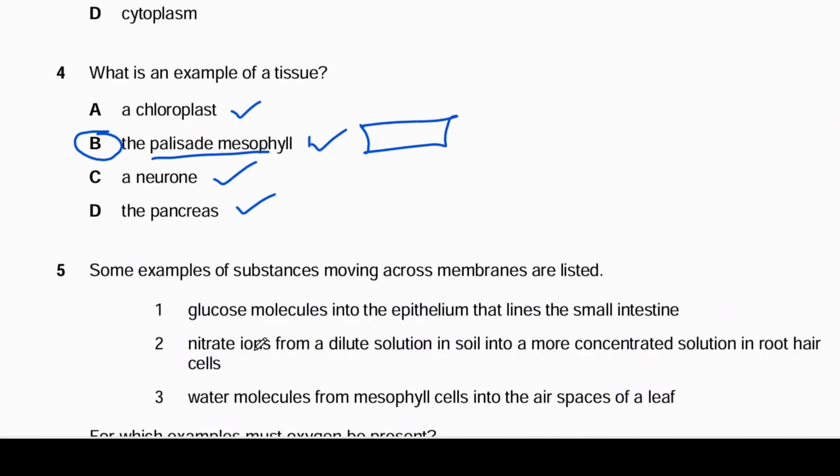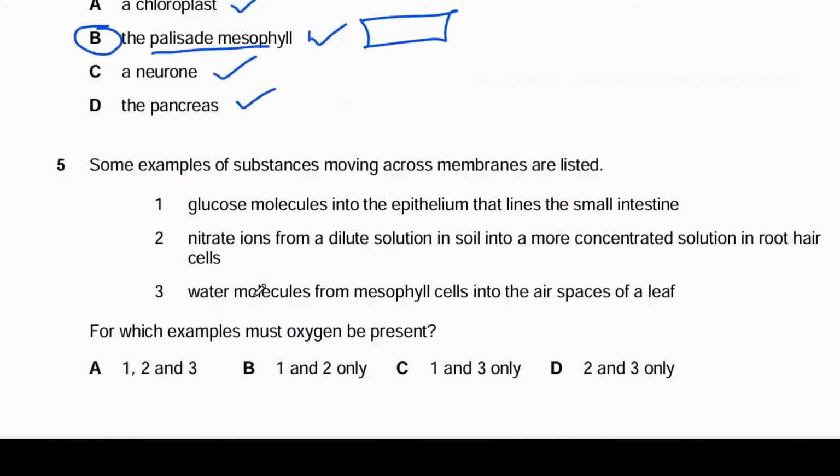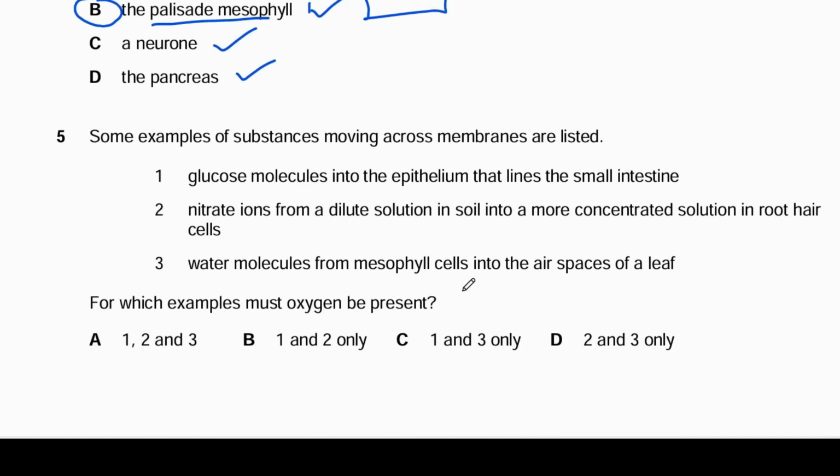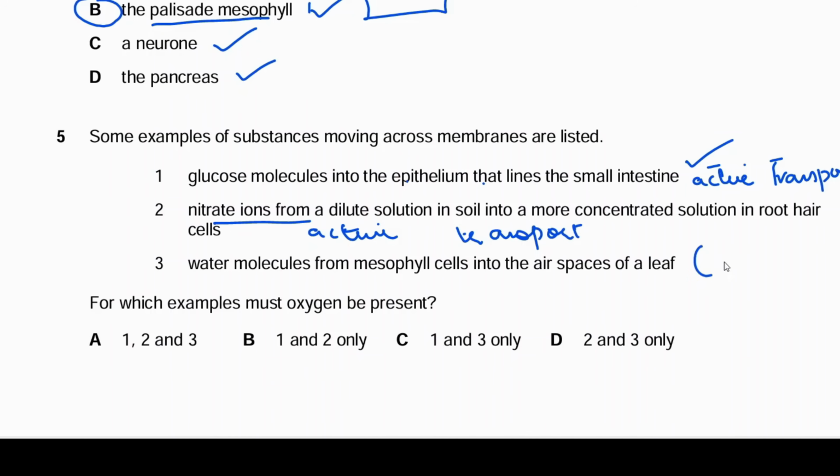Some examples of substances moving across a membrane are listed. For which example must oxygen be present? Glucose molecule into the epithelium that lines the small intestine. Okay, it means it's active transport. So yes, we need oxygen for active transport. Nitrate ions, yes, for ions we need active transport. So we need oxygen. Water molecules, no, this is passive, and passive does not need energy.